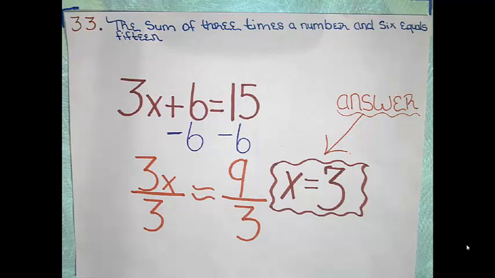Problem 33. The sum of 3 times a number and 6 equals 15. So it would be 3x plus 6 equals 15. You'll subtract 6 on both sides and get 9. And you have to get x by itself, so you would divide by 3 on both sides and you would get 3.